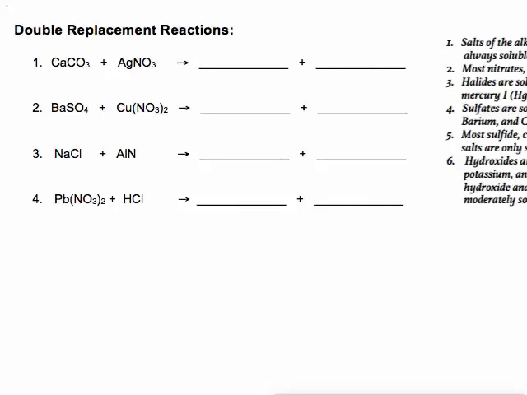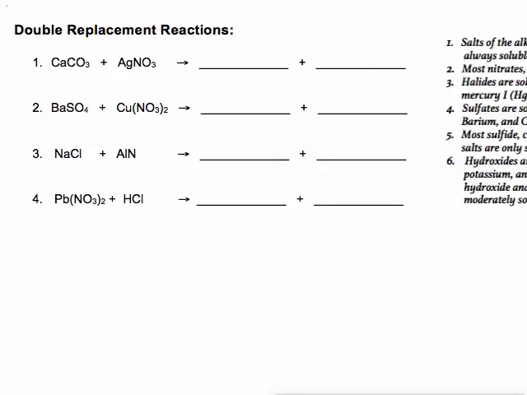Now we need to talk about predicting products with double replacement reactions. We're going to do these 4 examples. I've got the solubility rules over to the side. We'll scroll over when we need them. Unfortunately, with these, you kind of have to decide what's made before you decide if the reaction happens or not.